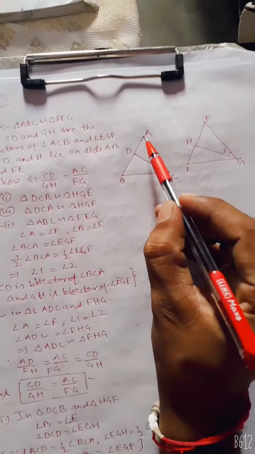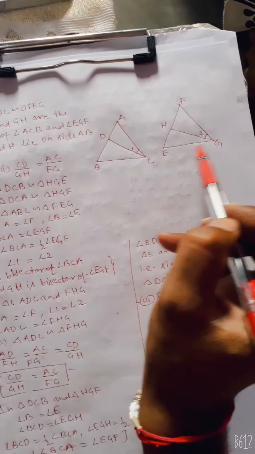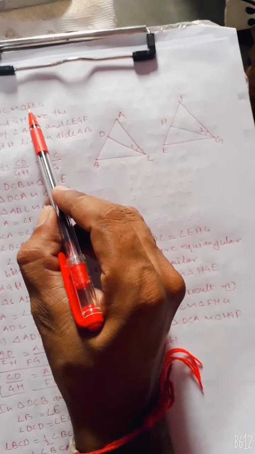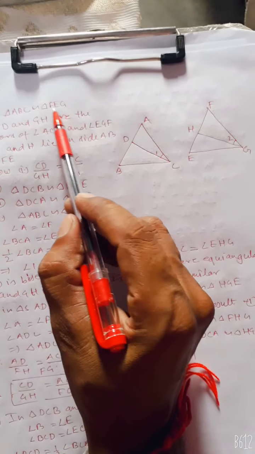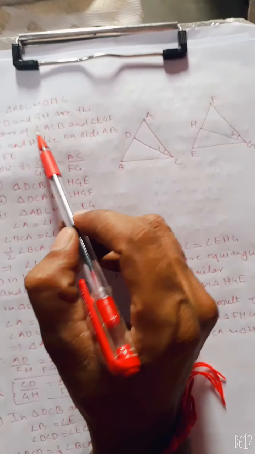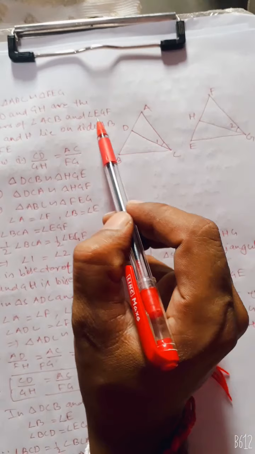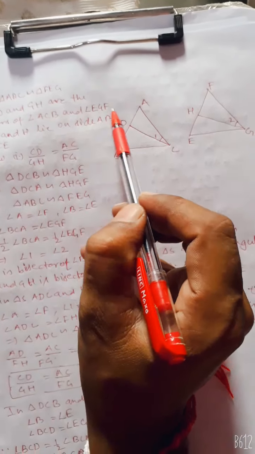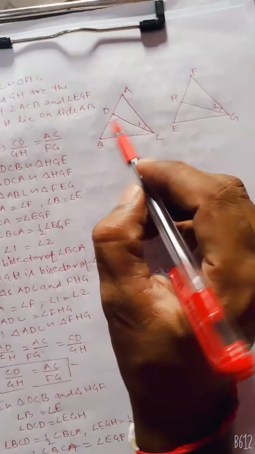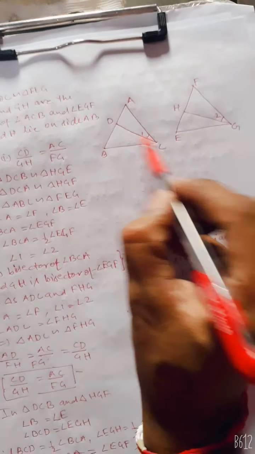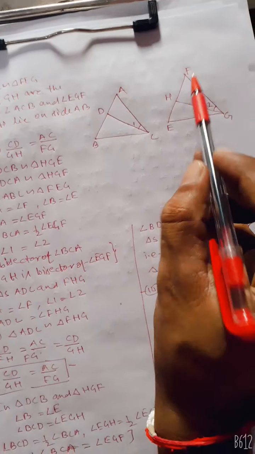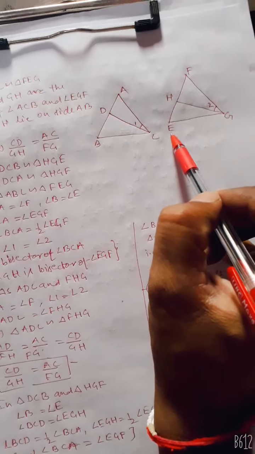So what is given? Triangle ABC and triangle FEG are similar. Triangle ABC is similar to triangle FEG. Now CD and GH are the bisector of angle ACB and angle EGF such that D and H lie on the side AB and FE. So this CD is an angle bisector of ACB and this GH is an angle bisector of FGE.